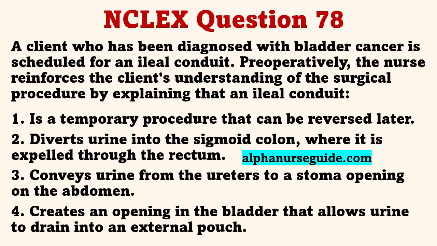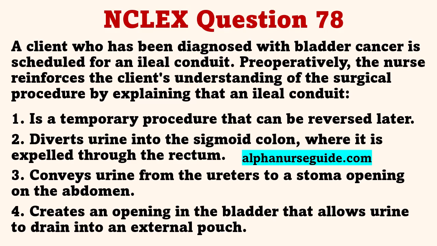A client who has been diagnosed with bladder cancer is scheduled for an ileal conduit. Preoperatively, the nurse reinforces the client's understanding of the surgical procedure by explaining that an ileal conduit: 1. Is a temporary procedure that can be reversed later. 2. Diverts urine into the sigmoid colon where it is expelled through the rectum. 3. Conveys urine from the ureters to a stoma opening on the abdomen. 4. Creates an opening in the bladder that allows urine to drain into an external pouch. The correct answer is 3. Conveys urine from the ureters to a stoma opening on the abdomen.